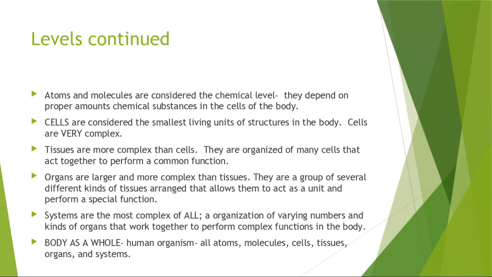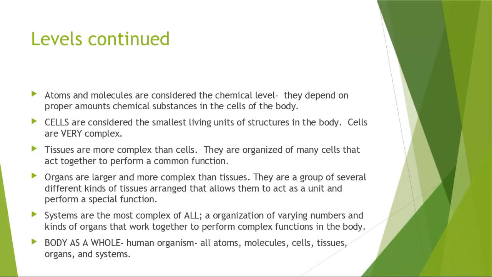Organs are larger and more complex than tissue, thus more involved than tissue. They're a group where several different kinds of tissue are arranged that allows them to act as a unit, or act as a whole, and perform a special function. A good example is your heart and your lungs. If your heart stops, your lungs aren't going to breathe. If you can't breathe, or you have two punctured lungs, your heart is not going to get the amount of oxygen or blood flow that it needs, so it's eventually going to stop.